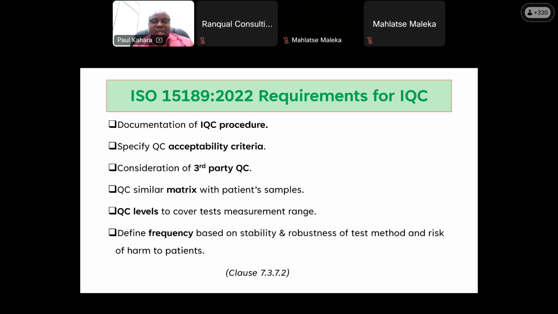Remember, most of the QCs that we do are mostly given by the same organization that gave us the equipment, but sometimes they may not be very adequate. Again, for QC, we need to get materials that have the same matrix as patient samples. We need to have levels that cover the entire testing range of our equipment. And we should also be able to define a frequency of testing that is based on both the stability and the robustness of our test method, but more importantly also based on the risk of harm to patients.